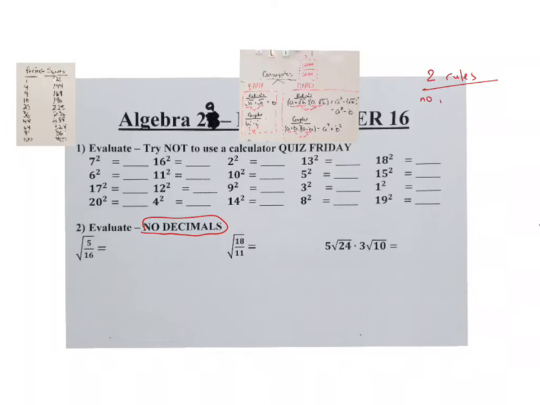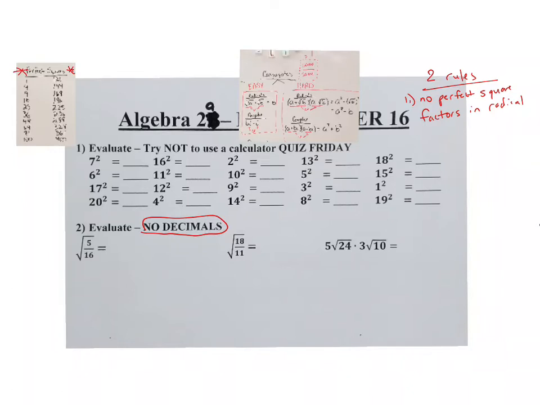Rule number one: no perfect square factors in your radical. So inside your check mark symbol, you cannot have a perfect square. That's a number from this list over here. So that's rule number one.